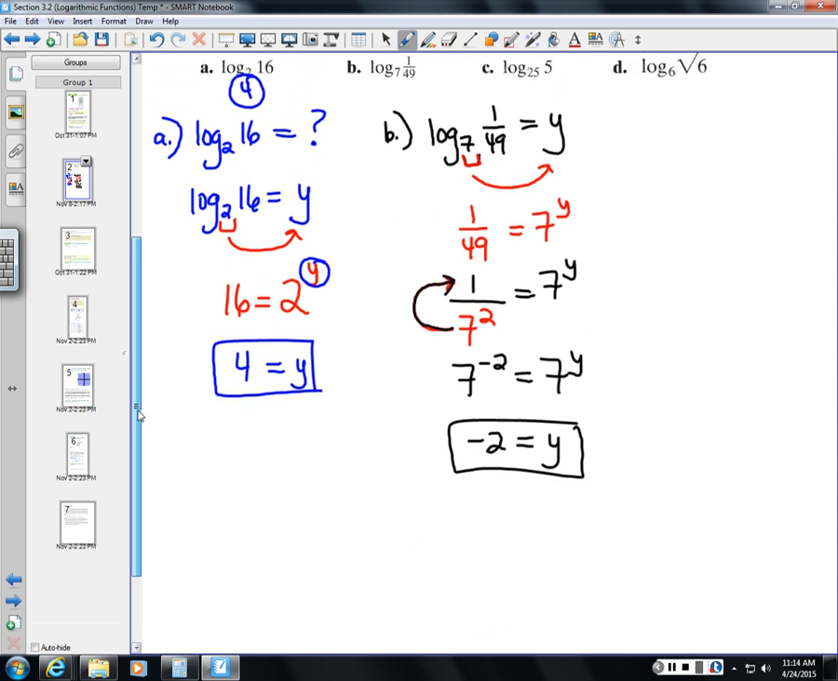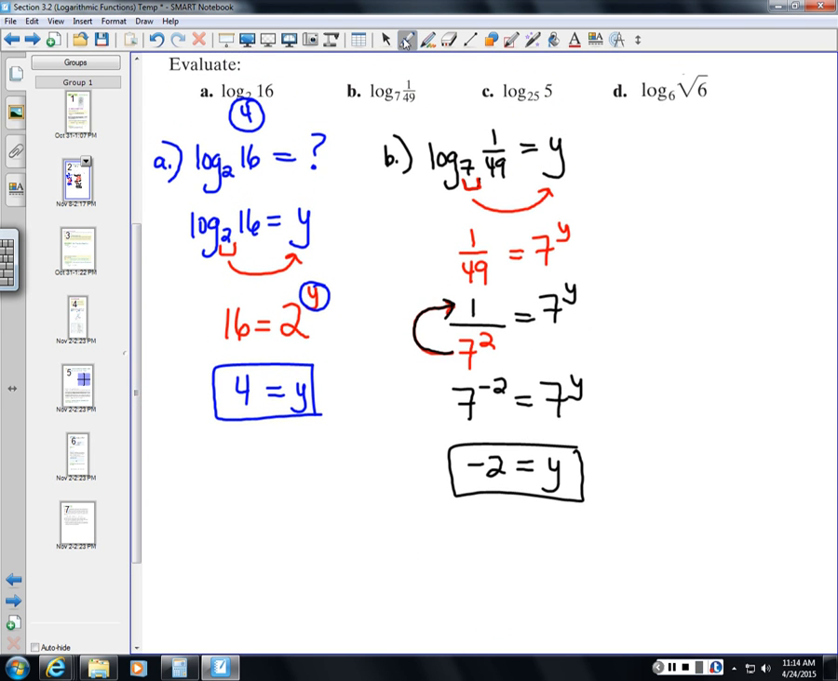So log base 7 of 1 over 49 is equal to negative 2.